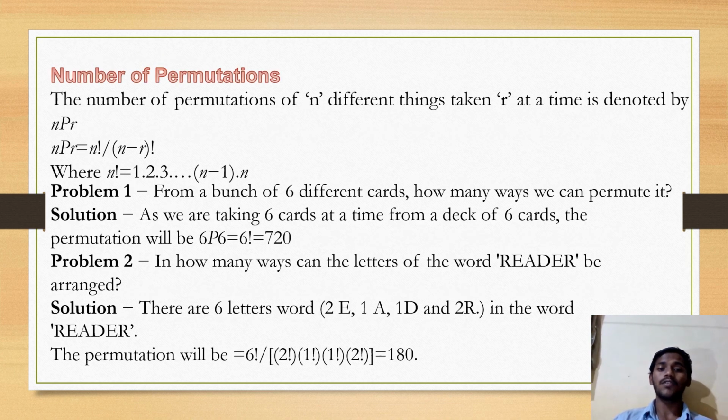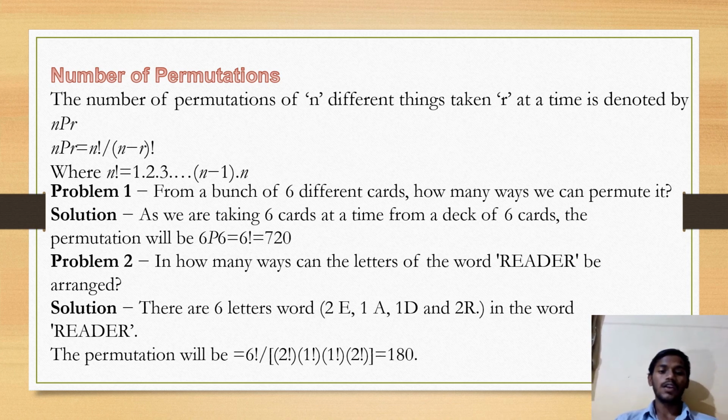Number of permutations. The number of permutations of n different things taken r at a time is denoted by nPr. nPr is equal to n factorial divided by (n minus r) factorial, where n factorial is equal to 1 times 2 times 3 and so on up to (n minus 1) times n. Example 1. From a bunch of 6 different cards, how many ways can I permute them? As we are taking 6 cards at a time from the deck of 6 cards, the permutation will be 6P6, that is equal to 6 factorial, that is equal to 720.